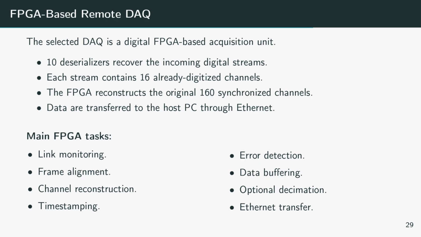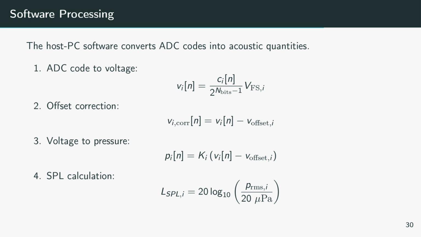We are doing this since we want full rate acquisition. We require a high-speed Ethernet interface because the total data rate is very high. Once the data arrives at the PC, the software does not directly receive acoustic pressure. It receives raw ADC codes.